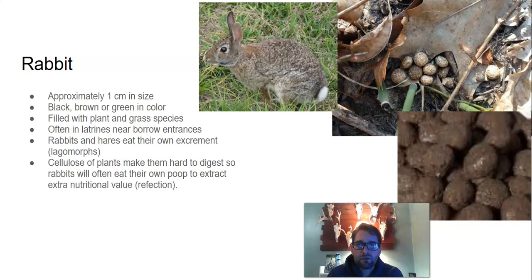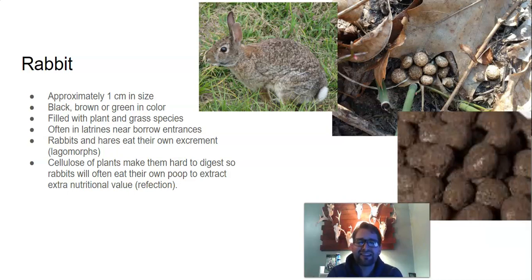Rabbits. Rabbits have more of a spherical feces, approximately 1 centimeter in size. It can be black, brown, or green in color, again dependent upon their diet. Oftentimes it's filled with plant and grass species remains. They do typically have latrines as well that are near their burrow entrances. So oftentimes if you're noticing rabbit burrows, maybe take a look around and you'll notice there's scat left behind as well.